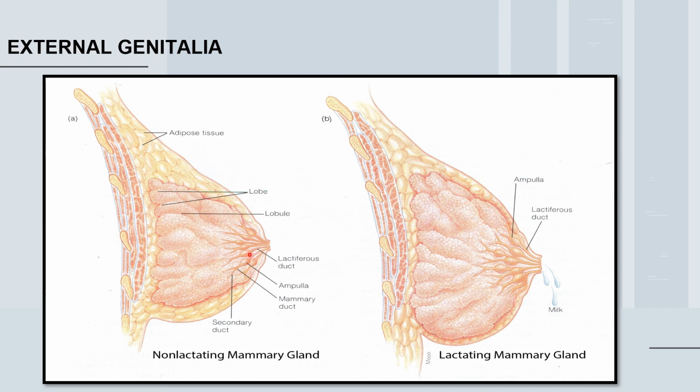These lactiferous ducts, as you can see in this image, are duct-like structures, and they enlarge or dilate just beneath the nipple to form lactiferous sinuses, and in those lactiferous sinuses milk is stored. So the 15 to 20 lactiferous ducts arising from the lactiferous glands open up at the base of the nipple.